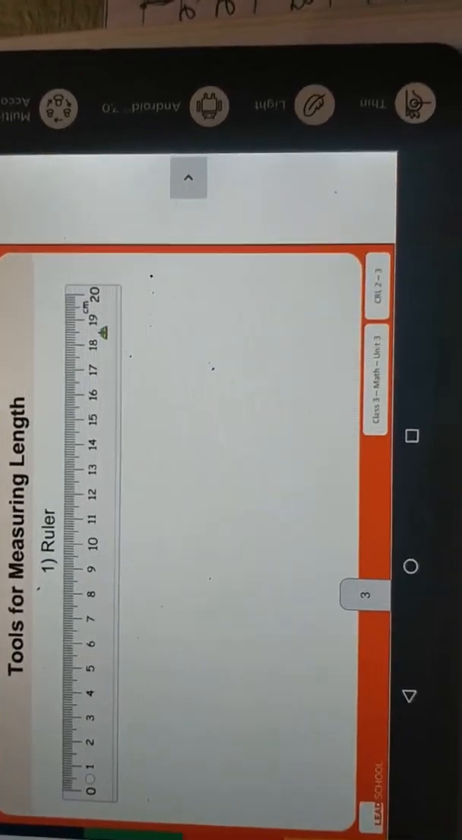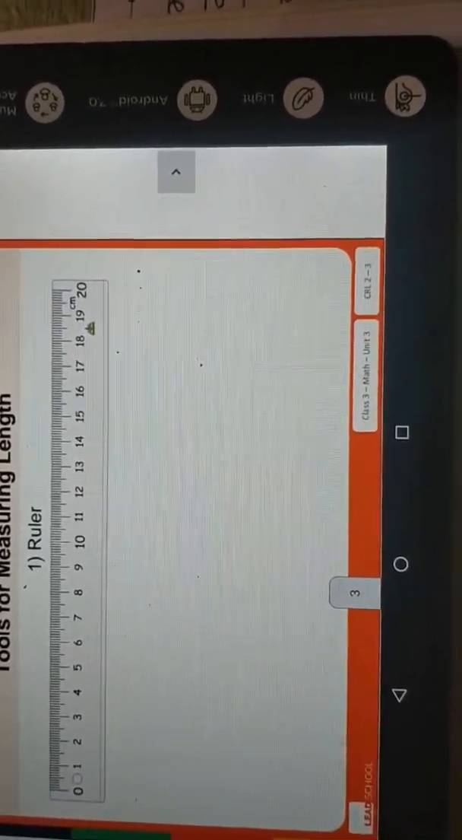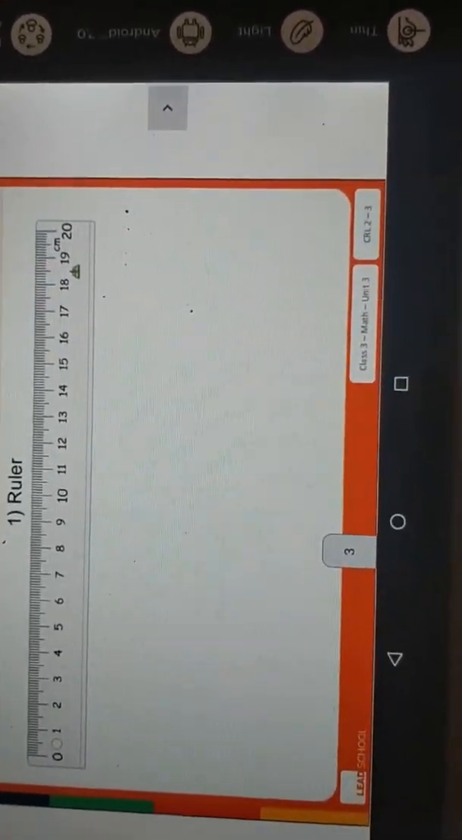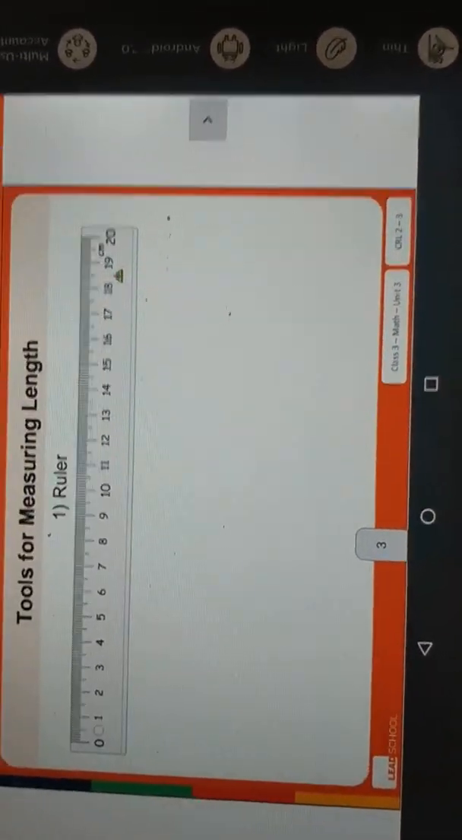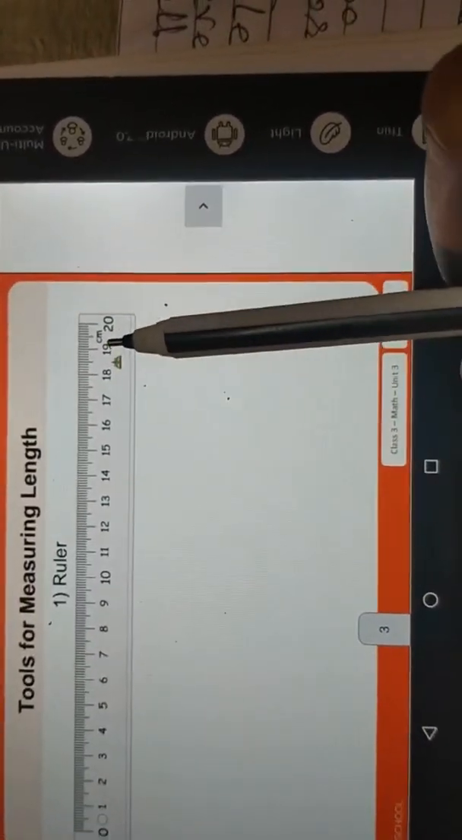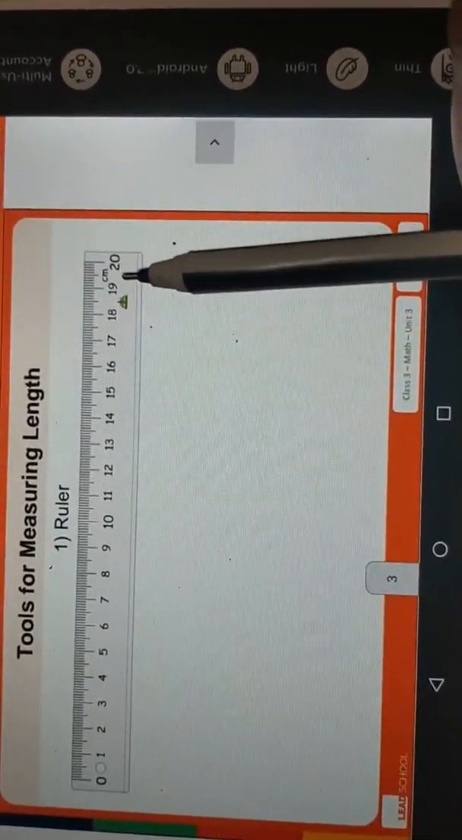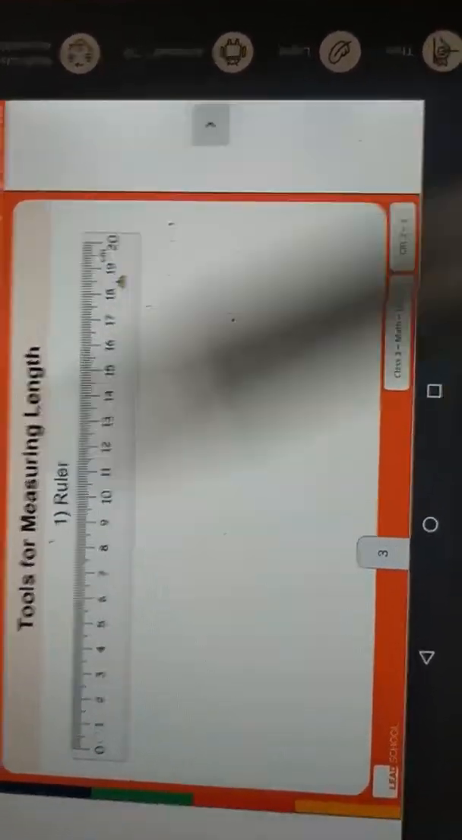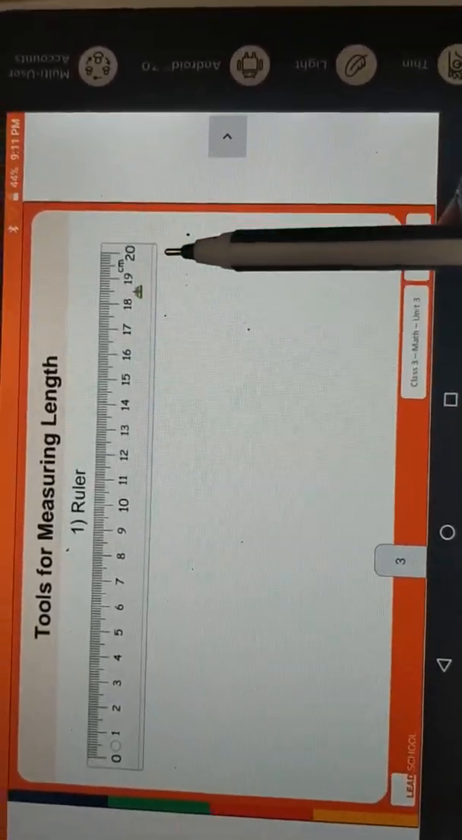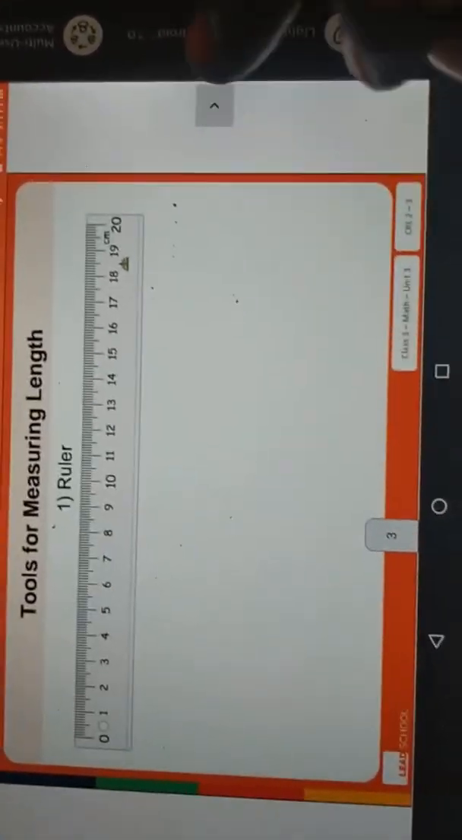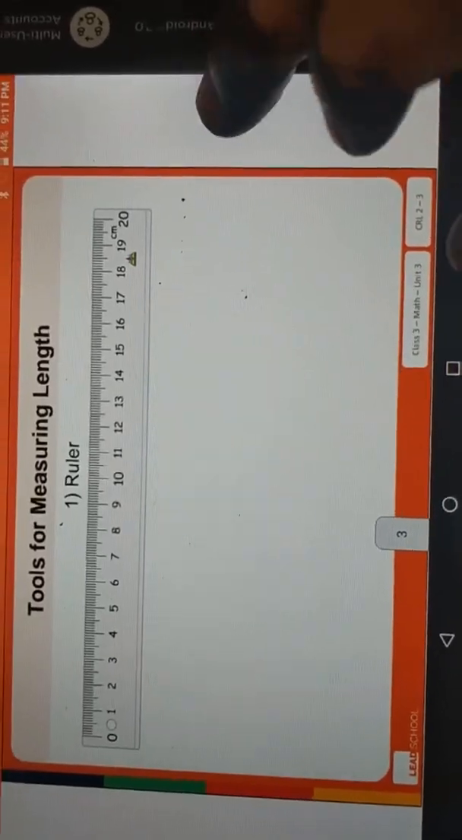Tools for measuring length, that means rulers. Students, in a ruler there is a cm written here. What was the meaning of that? That meaning is centimeter. What do we say? Centimeter. So this ruler is 20 centimeter.